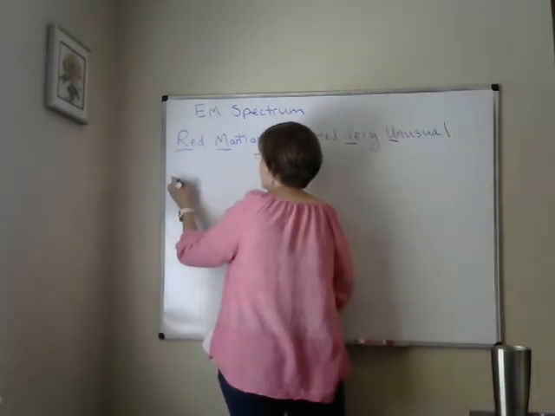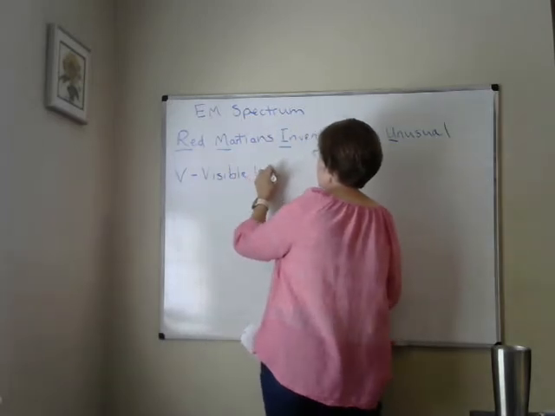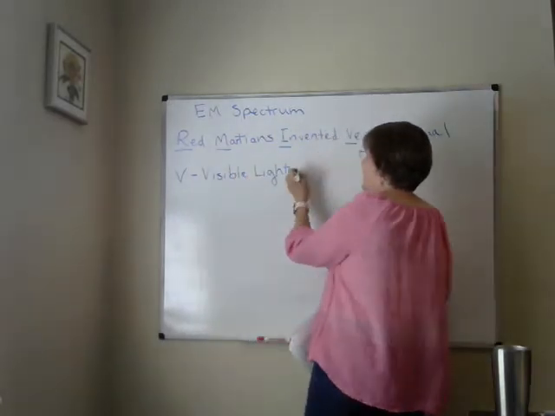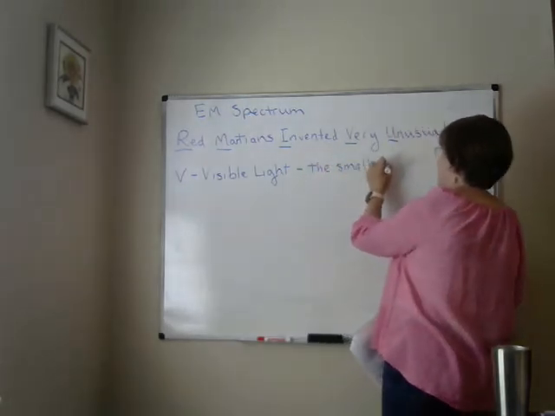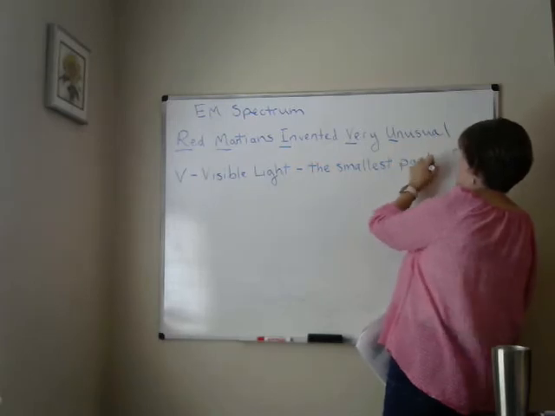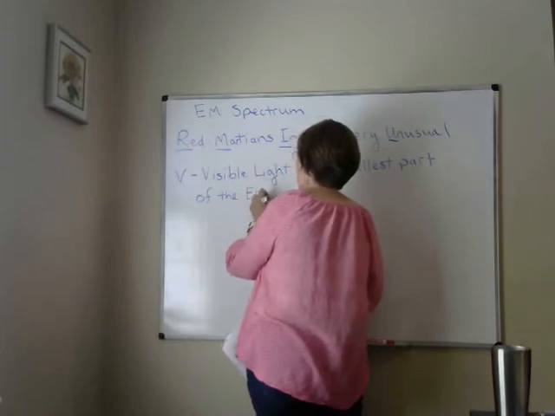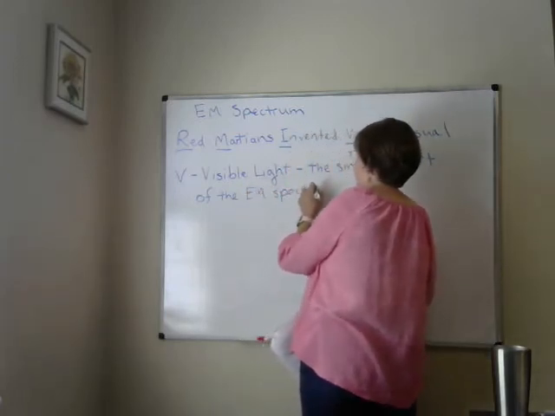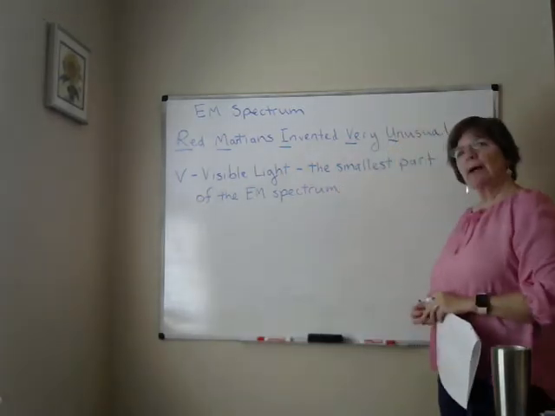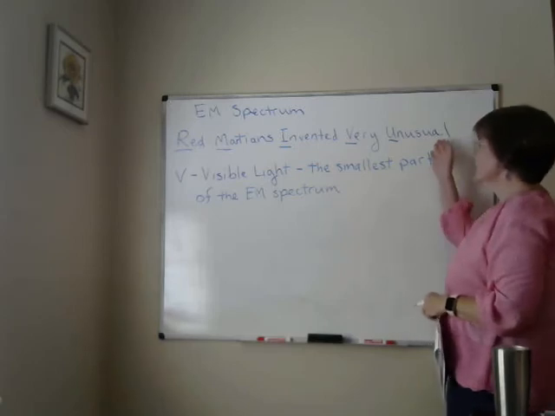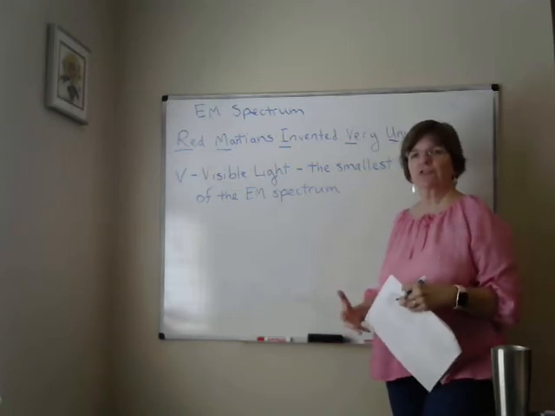The V stands for visible light. It is actually the smallest part of the electromagnetic spectrum. And generally speaking, while we're talking about the electromagnetic spectrum, all of these can be considered types of radiation. An electromagnetic wave is radiation.